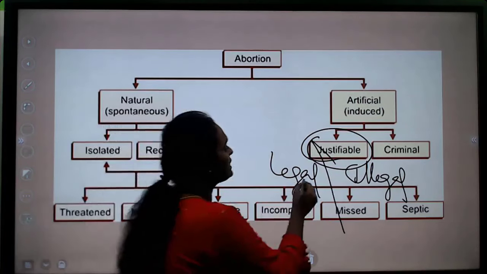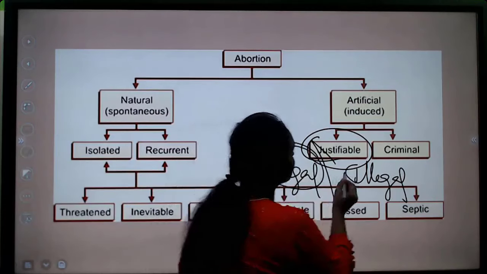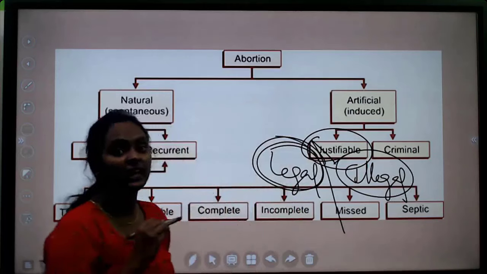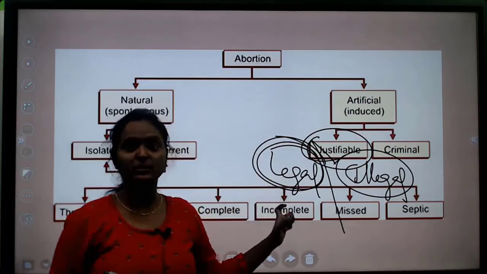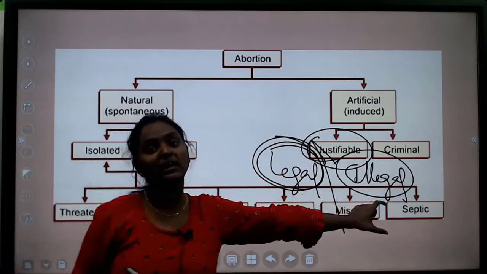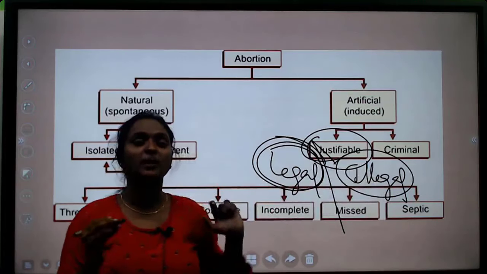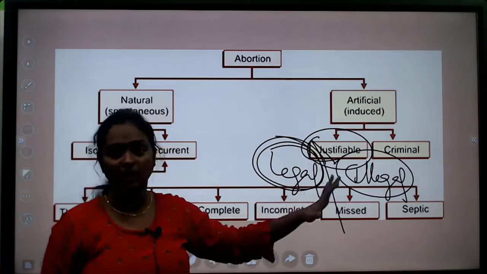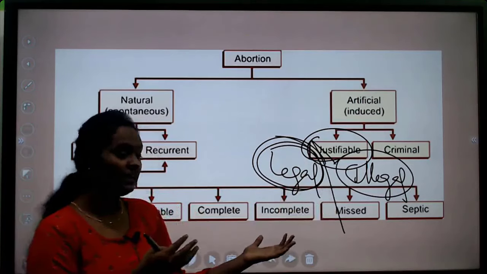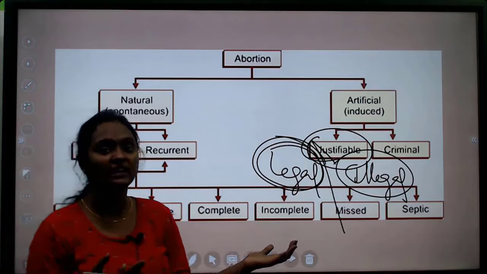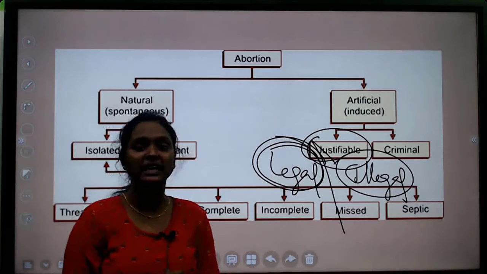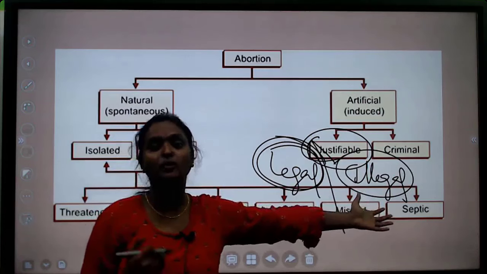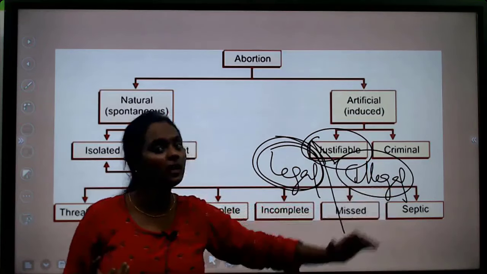So what is the main difference between legal and illegal? In legal abortion, medical practitioners conduct the termination of the pregnancy. But in illegal abortion, non-medical practitioners do the abortion for people who got pregnant and want to go for termination. Non-medical practitioners will terminate the pregnancy.